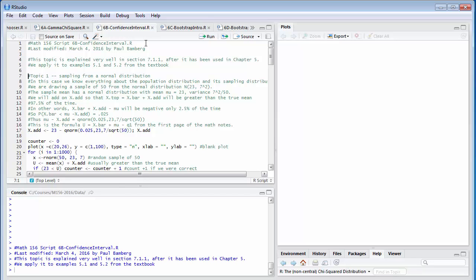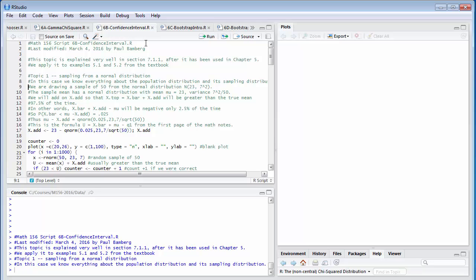Let's consider the simplest case. We're sampling from a normal distribution, and we know everything. We know it's normal. We know that it has a certain expectation, a certain variance, and we also know the sampling distribution for the normal distribution. It's another normal distribution. To be specific, let's suppose that we take a normal distribution with a mean of 23 and a standard deviation of 7 and draw samples of 50.